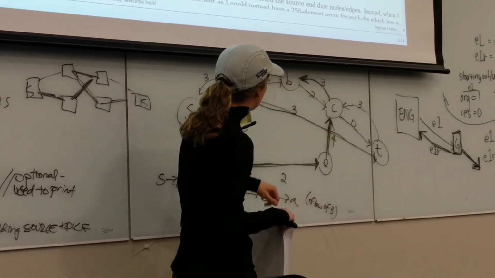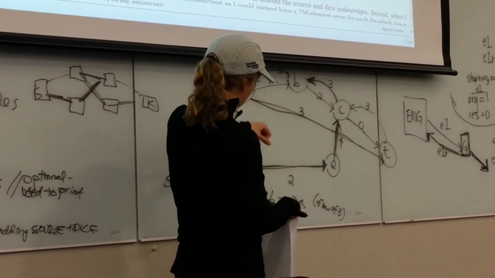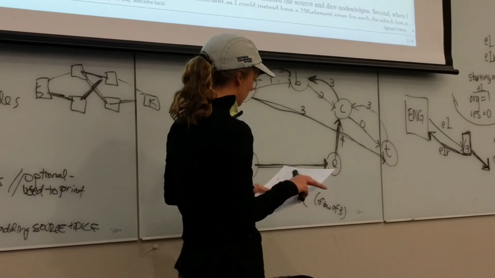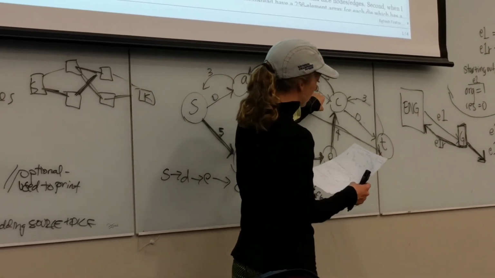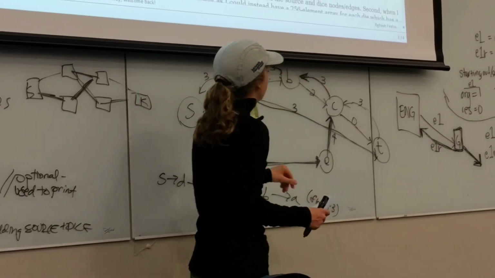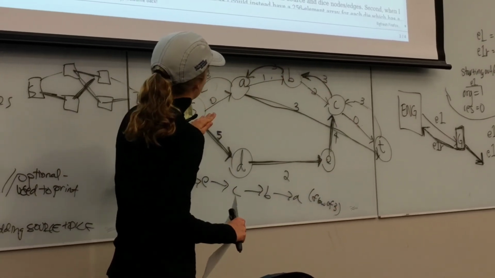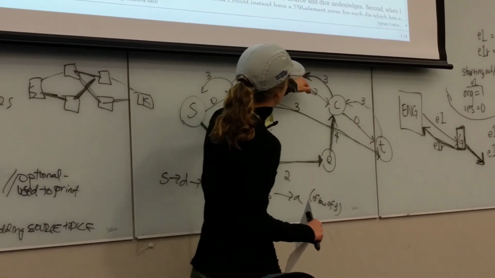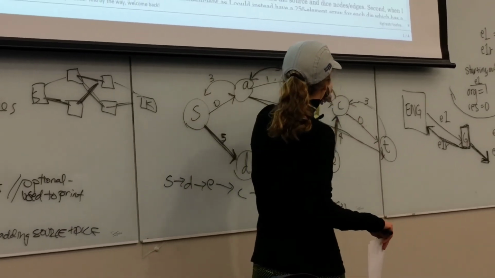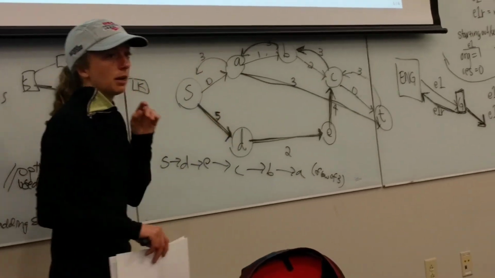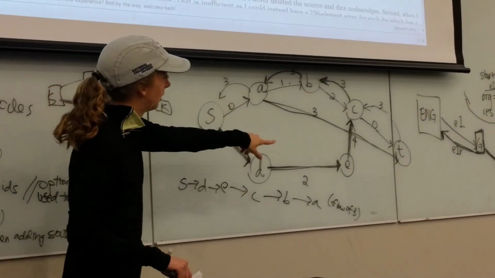Remember, the original graph was S to A was 3, this was 4, this was 5, and this was 3. And then I had a path that had a flow of 3 that went here, here, here, and here. So I changed my edges, and then I have this backflow of 3. And now my next augmenting path went through here.